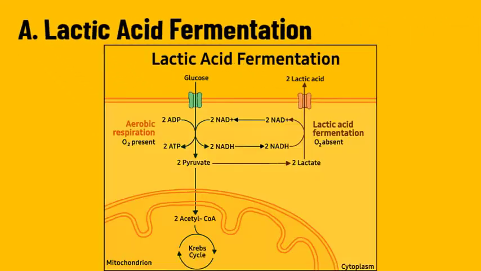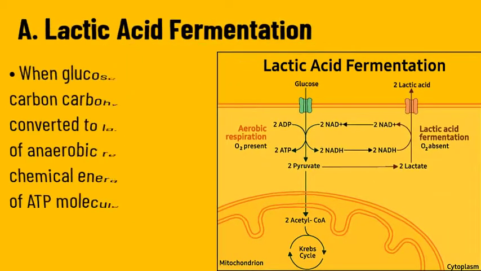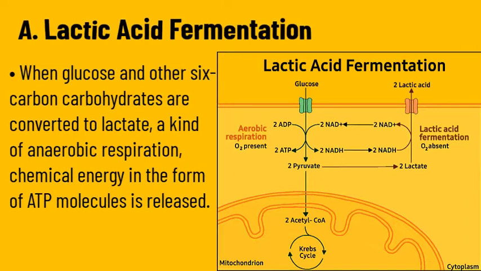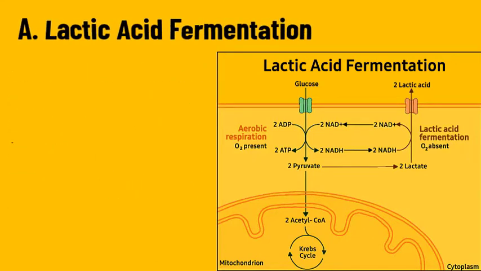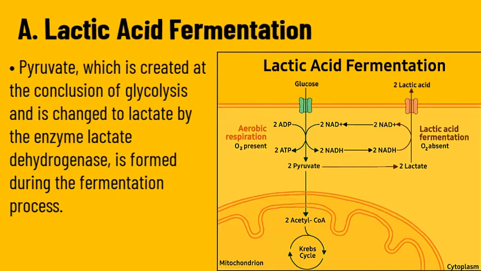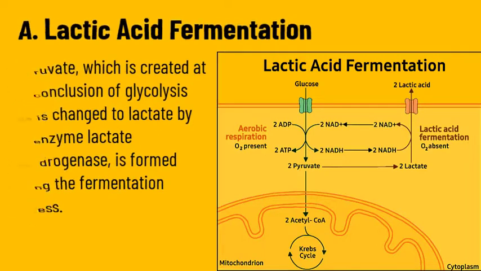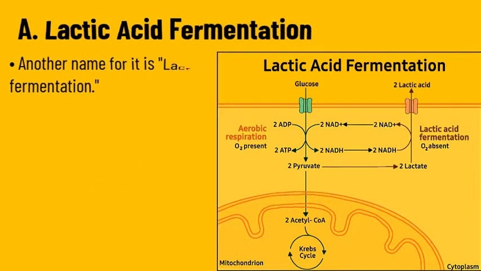Let's discuss lactic acid fermentation with the help of this diagram. When glucose and other 6-carbon carbohydrates are converted to lactate, a kind of anaerobic respiration, chemical energy in the form of ATP molecules is released. Pyruvate, which is created at the conclusion of glycolysis, is changed to lactate by the enzyme lactate dehydrogenase during the fermentation process. Another name for it is lactofermentation.